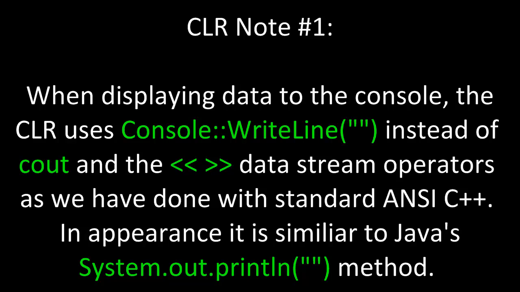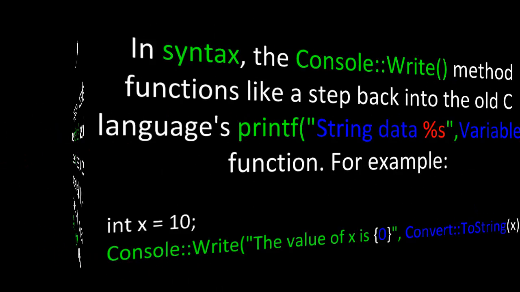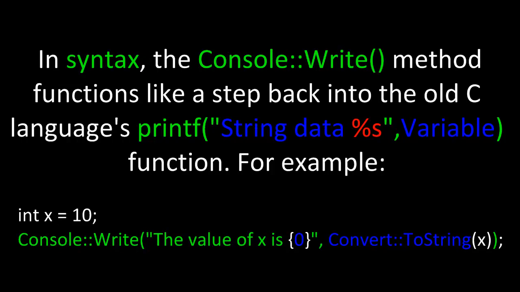CLR note number 1. When displaying data to the console, the CLR uses console write line instead of cout and the datastream operators, as we have done with standard ANSI C++ in the past. In appearance, it is similar to Java's system out println method. In syntax, the console write method functions like a step back into the old C language's printf function.